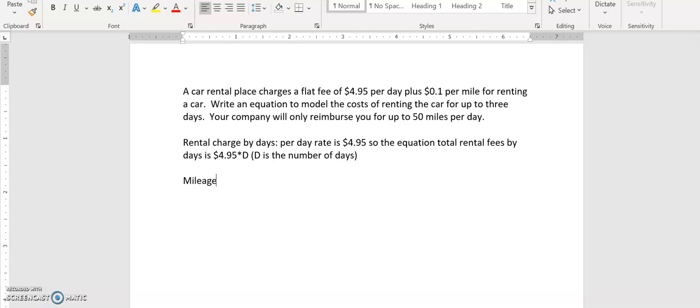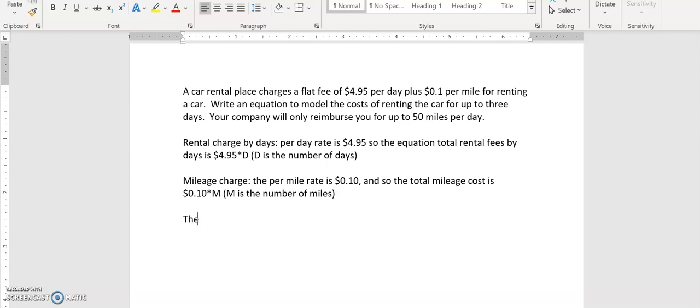Now, the mileage cost is going to be similar. The mileage charge is being charged per mile, so the per mile rate is 10 cents. And that means that if you go 1 mile, you get charged 10 cents. But if you go 2 miles, you get charged 20 cents. And if you go 10 miles, it's 10 cents times 10. And so the total mileage cost is 10 cents times the number of miles, where M is the number of miles.